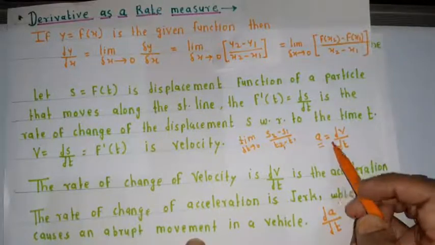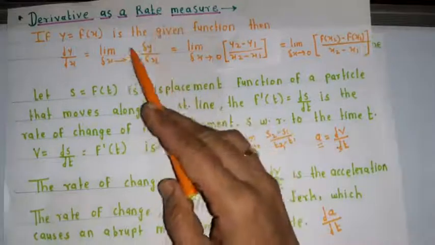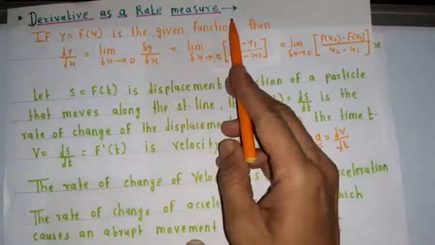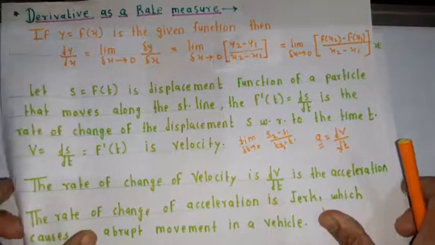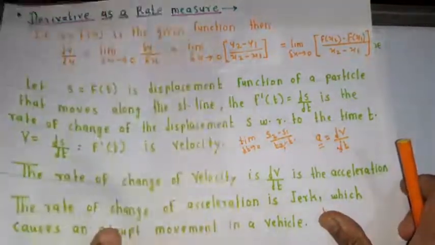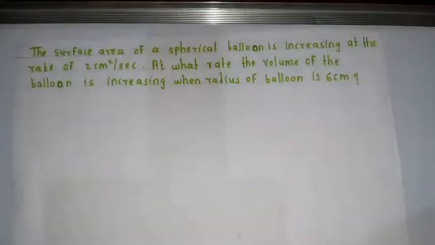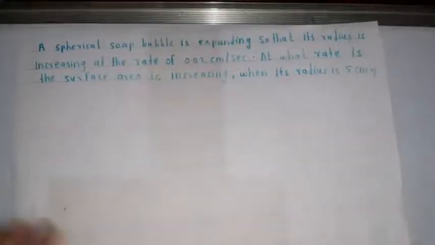Okay, in this way, this is about the derivative as the rate measure. Okay students, for the better understanding, we will solve some problems. Let us take an example.